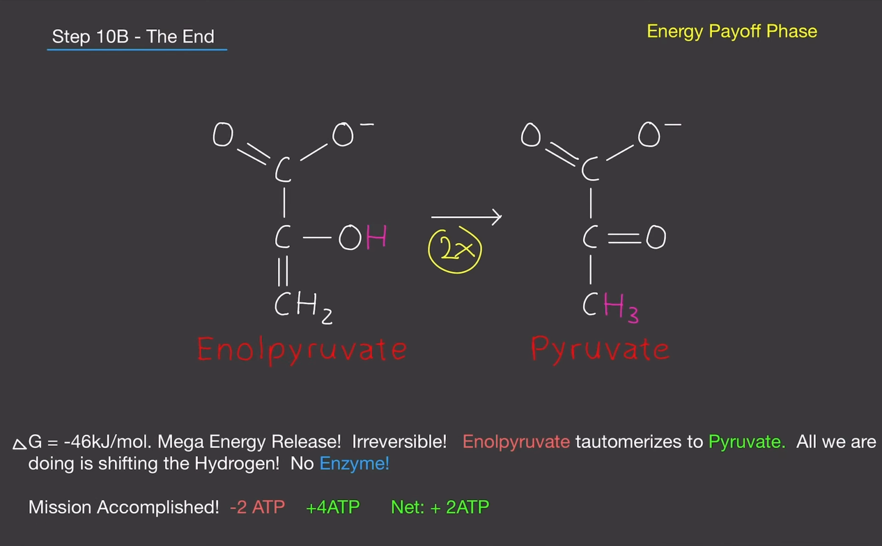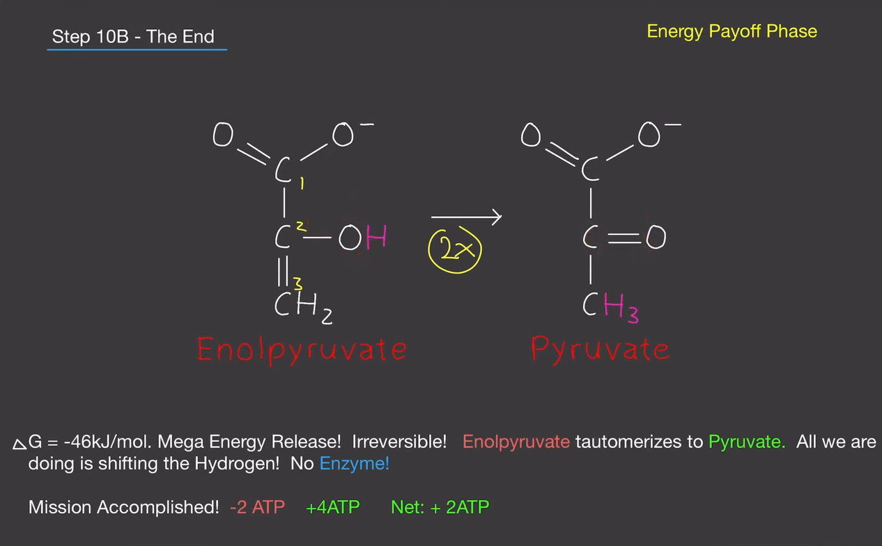Now the end. Step 10b, the finale. Here's what we're going to do. Now we have enol pyruvate. This hydrogen we just added is going to move. This is called tautomerization. It does not require any enzyme. This hydrogen is going to move down to the third carbon here, because this is carbon 1, carbon 2, and carbon 3. We are going to move this hydrogen to carbon 3, creating a CH3 instead of CH2. We have a CH2 here. We move the hydrogen down. We get CH3 and no hydrogen here. This is an oxygen. And the electrons form a double bond right there.